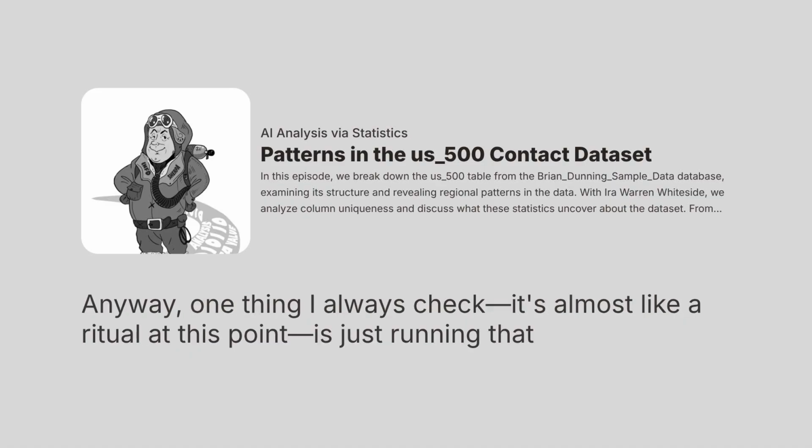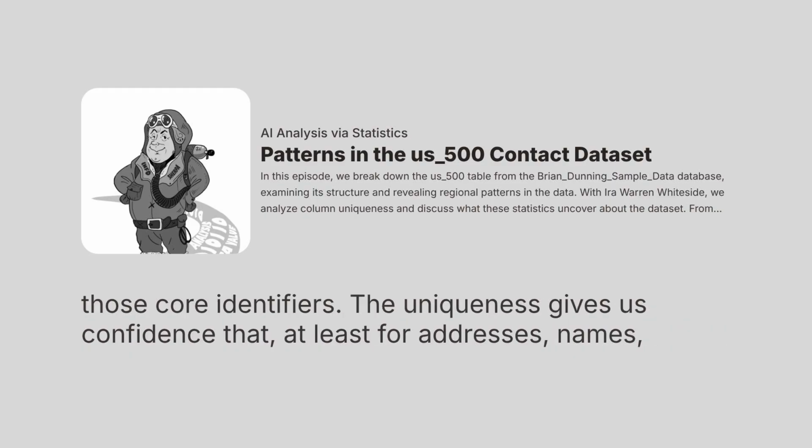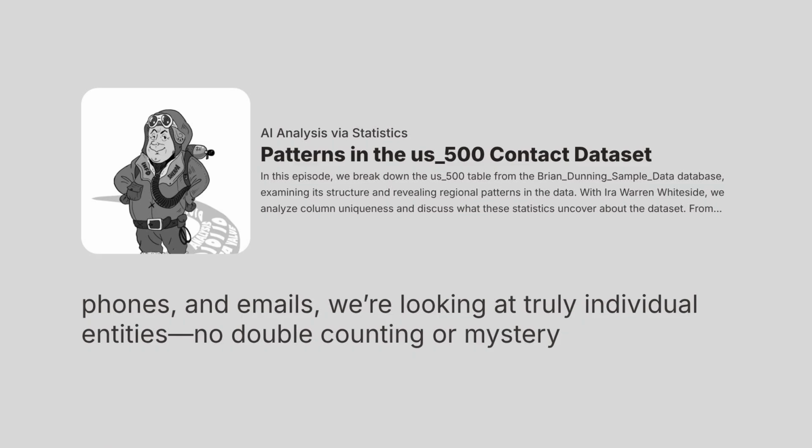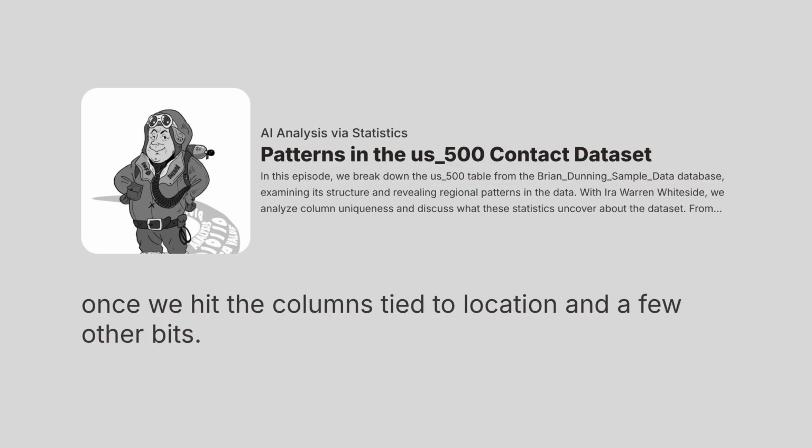Anyway, one thing I always check, it's almost like a ritual at this point, is running that distinct count over those important columns first thing. With US_500, you can breathe a sigh of relief for those core identifiers. The uniqueness gives us confidence that, at least for addresses, names, phones, and emails, we're looking at truly individual entities. No double counting or mystery doppelgangers sneaking in. But before I get ahead of myself, let's see how this unique profile starts to shift once we hit the columns tied to location and a few other bits.